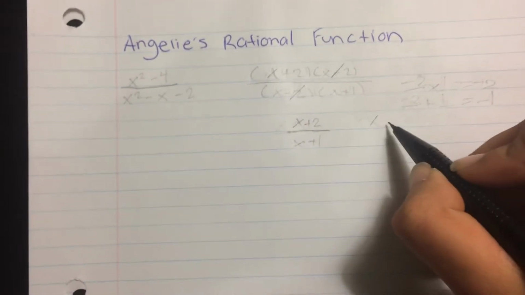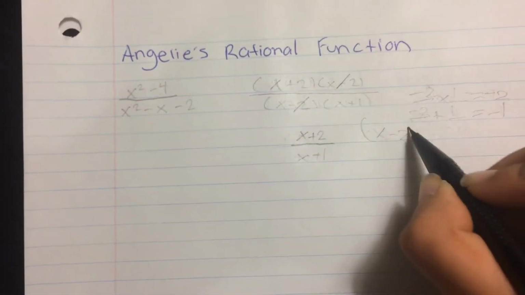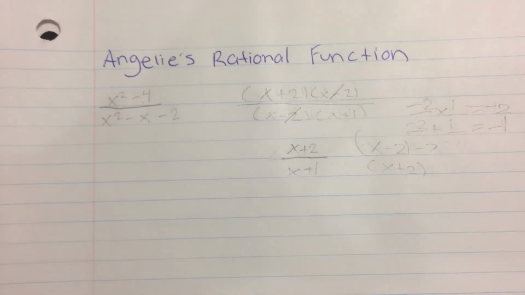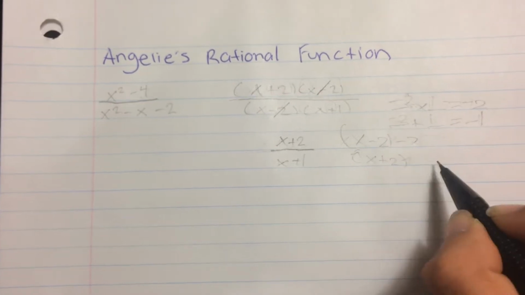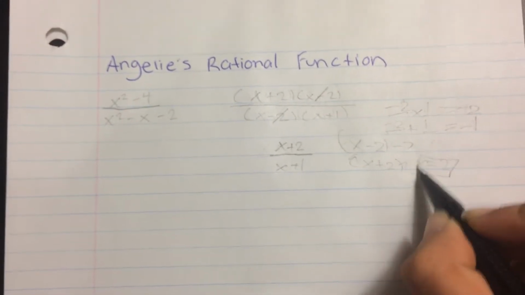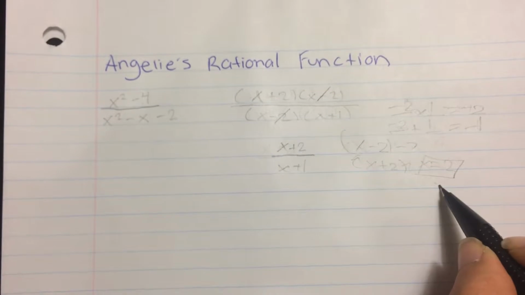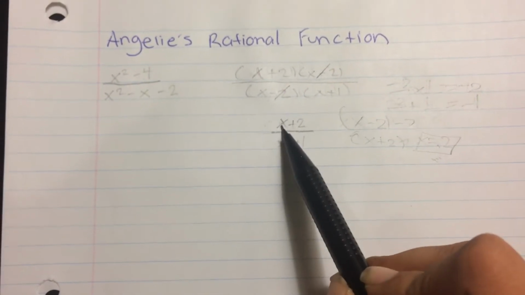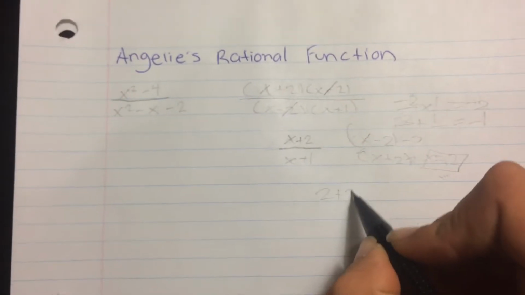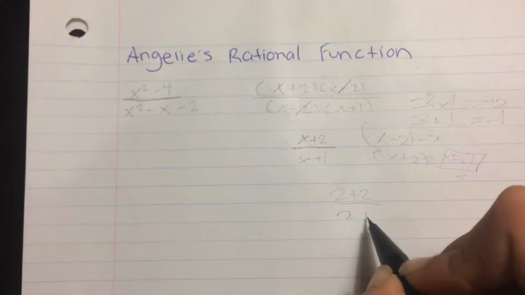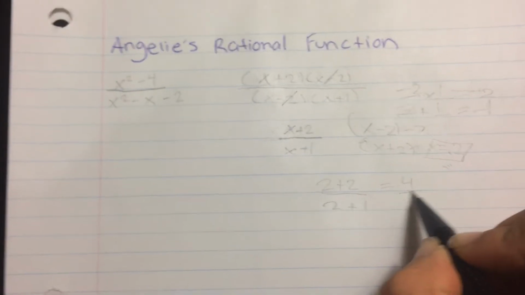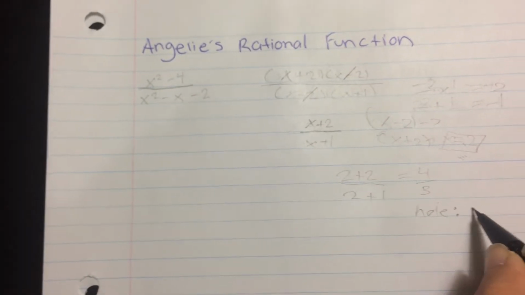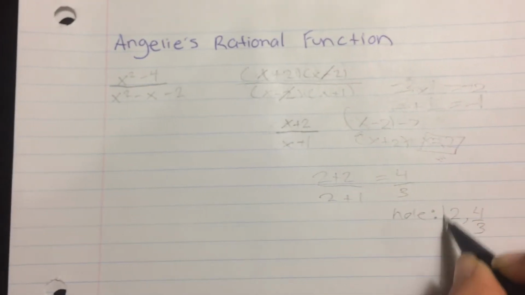So whatever term we factored out, we do our mental switch, which will give us 2. So now, x plus 2 is known as our hole. So our hole needs a y-coordinate. In order to find it, we're just going to plug the 2 back into our x. So we just do 2 plus 2 over 2 plus 1, which is going to give us 4/3. So our hole is going to be at 2 and 4/3.